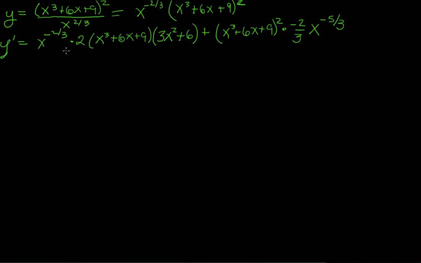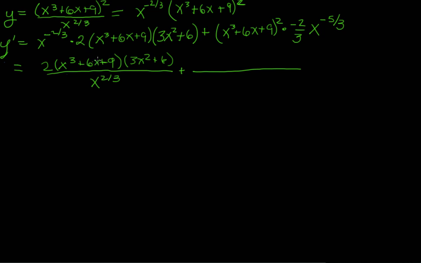And so to do that, I'm going to first write everything with positive exponents. And so x to the negative 2/3 is going to move to the denominator. So x cubed plus 6x plus 9, 3x squared plus 6. And that's going to be all over x to the 2/3. And then on this side, it's actually going to be a minus, right? So this minus comes from this negative 2 here.